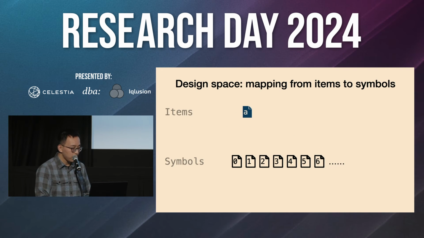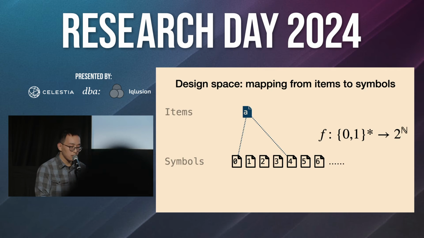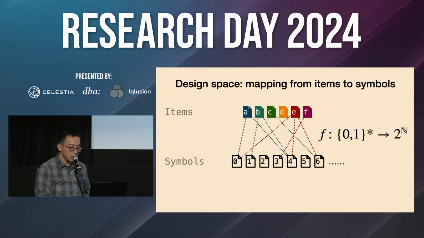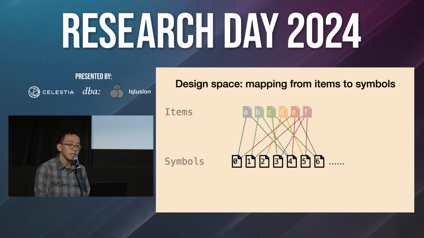So I'll quickly explain how we designed rateless IBLTs. Our design space is essentially the mapping from the items to the symbols, right? That's kind of the basic structure of a sketch. And for any item, which is an arbitrary bit string, we want to define which symbols it should be mapped to. And then, because we have a definition for each individual symbol, we also know what the sketch looks like for an entire set. So the key constraint here is that we want it to be communication efficient.